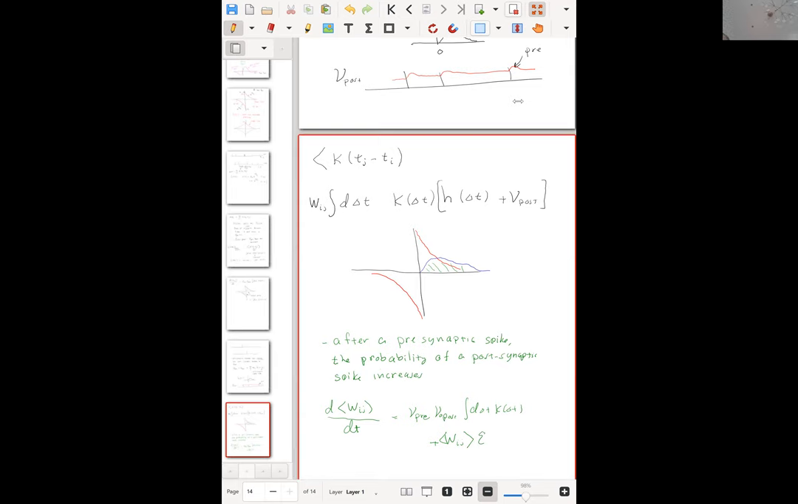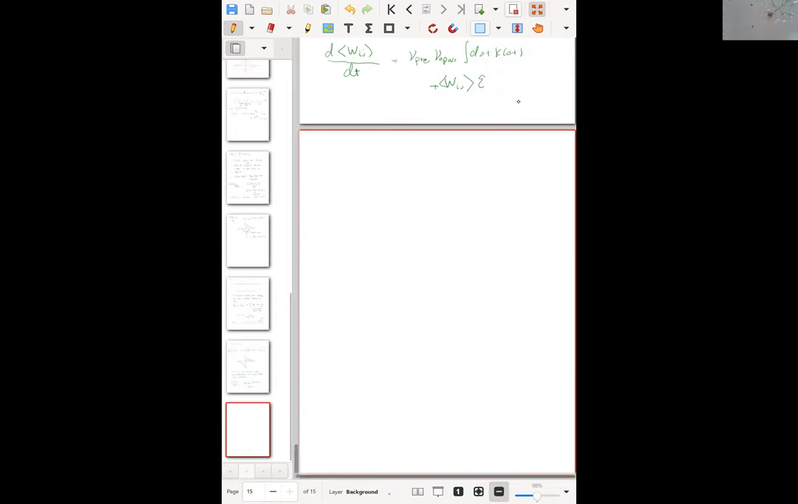Okay, so dropping these averages just to make things easier, we can write down an equation, dWij bar dt, with less writing, equals some constant. Let's give it a name, R zero plus epsilon Wij bar. But importantly, epsilon is greater than zero. Okay. So this is a bit problematic.